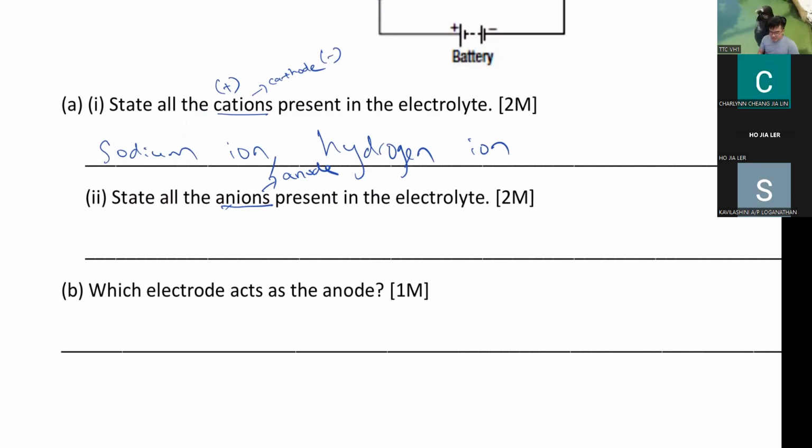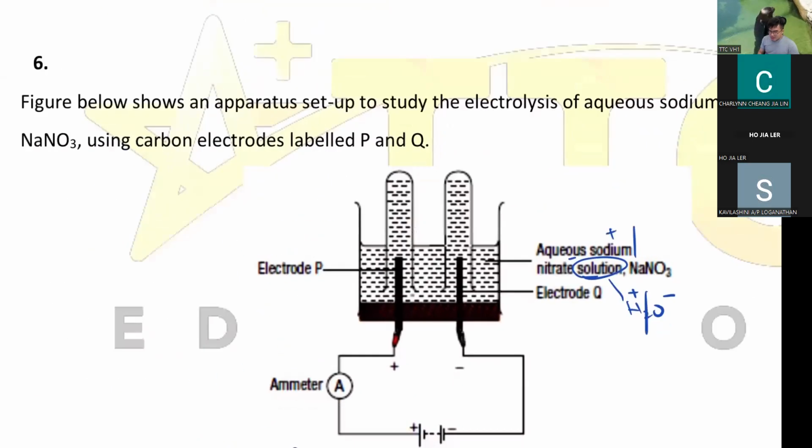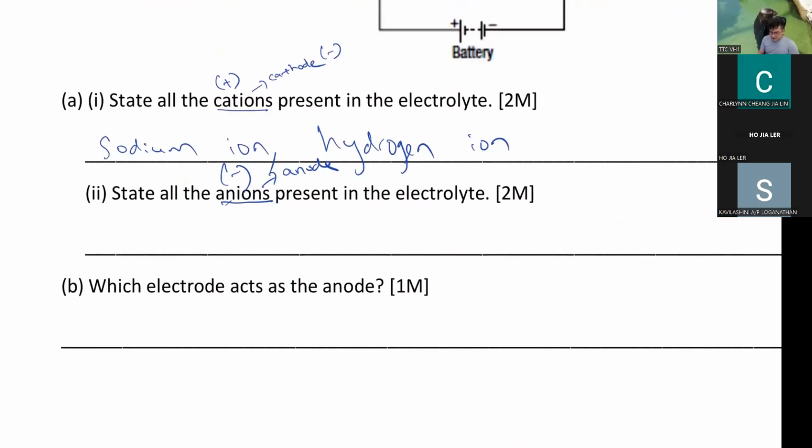So number 2, state all the anions present in the electrolyte. So who are the girls here? You have your nitrate ion, good. And you have your hydroxide ion, good.